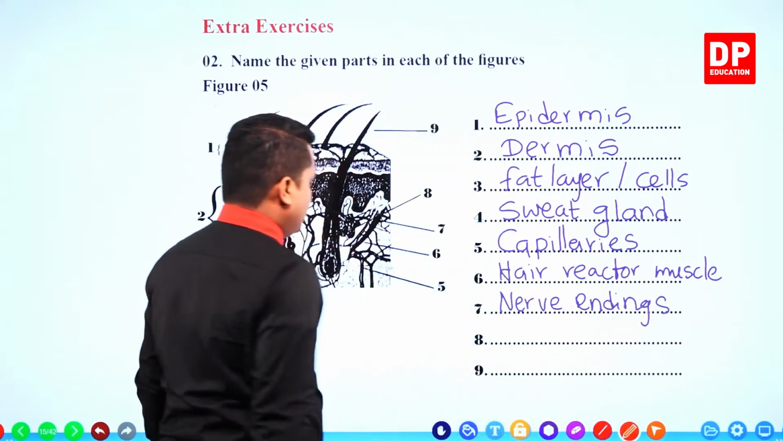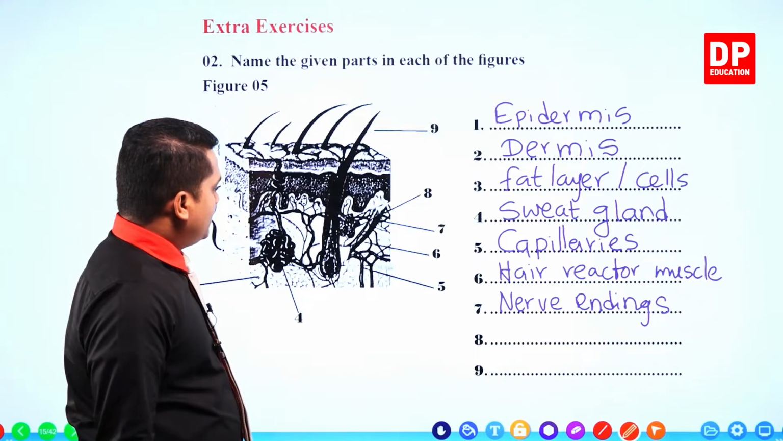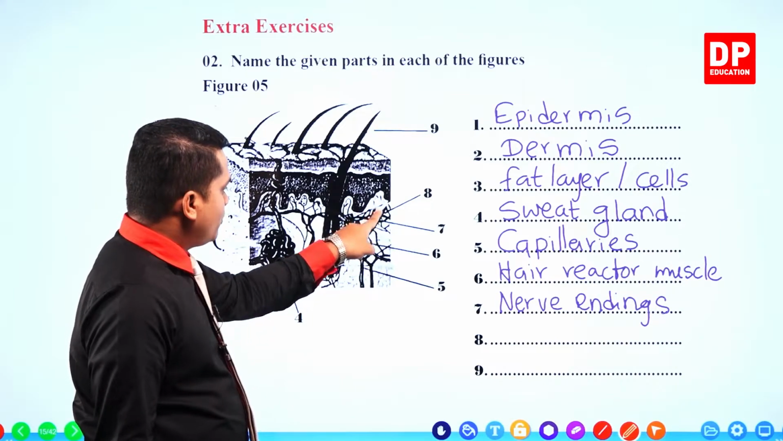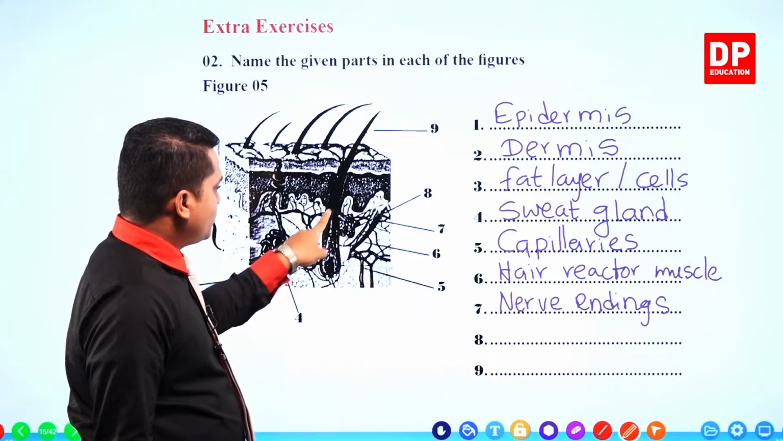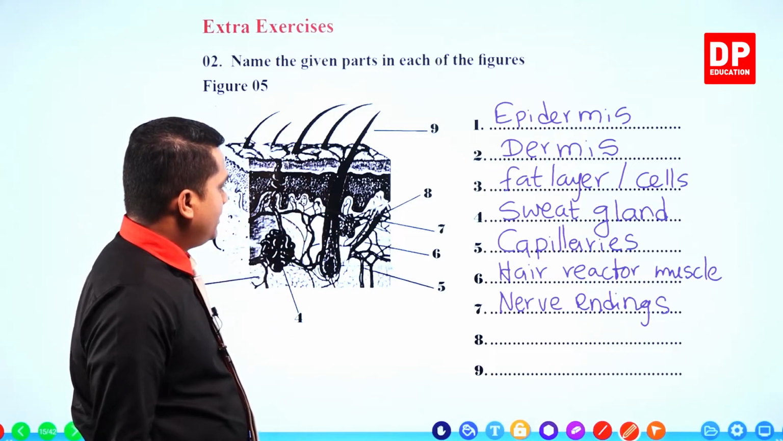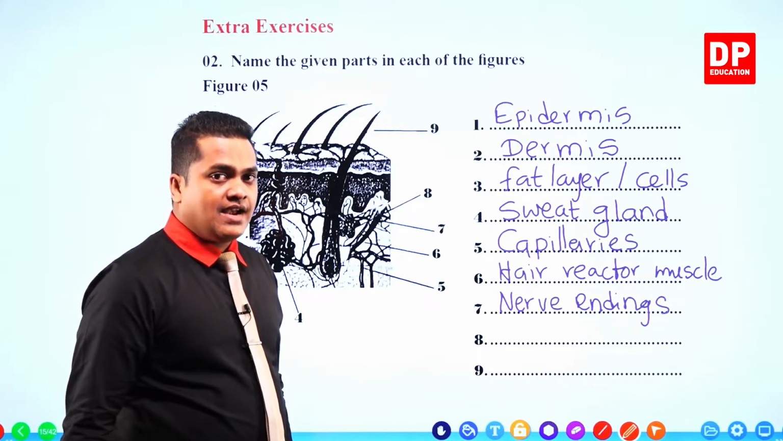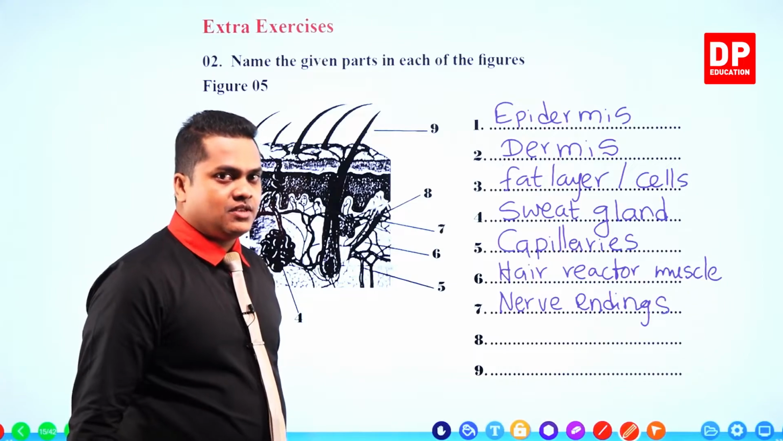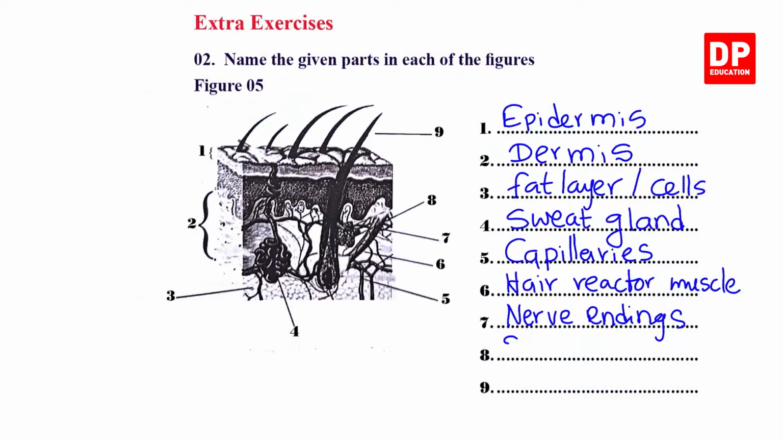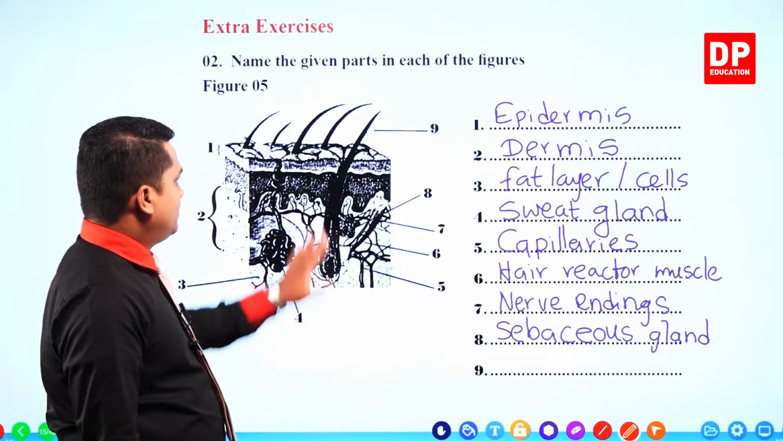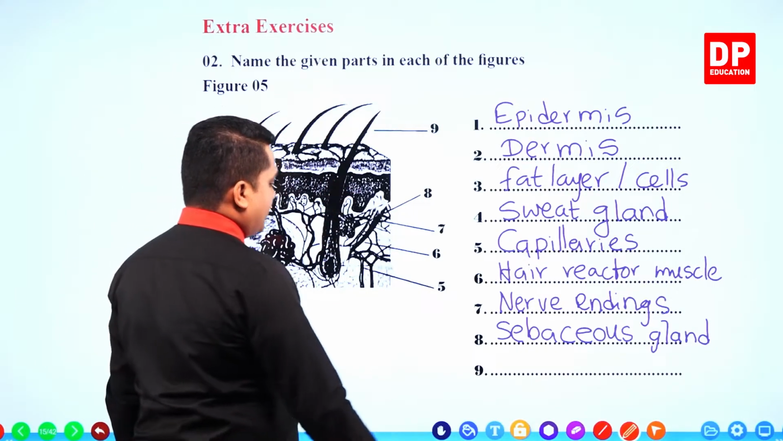Number 8 is directing towards this part which is associated with the hair follicles. That's the gland which is going to produce sebum, the sebaceous gland. Number 9, the final one, you can observe the hair stem.